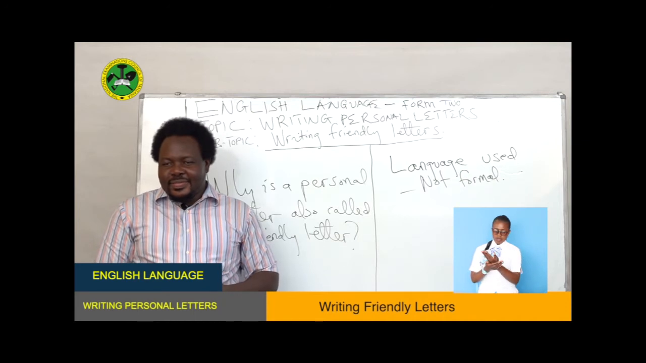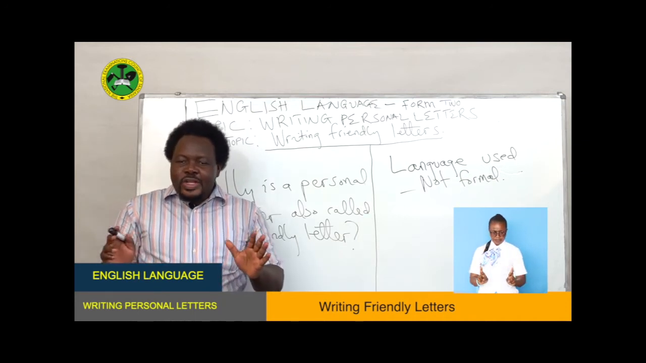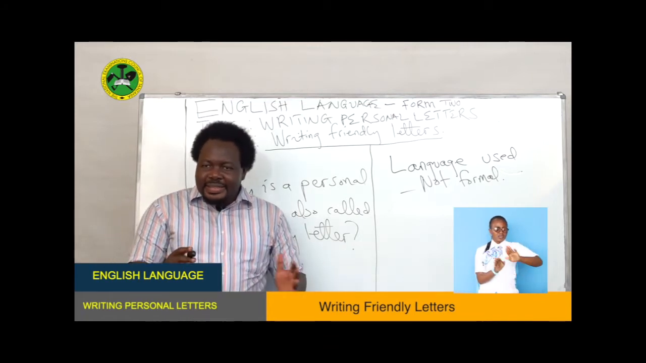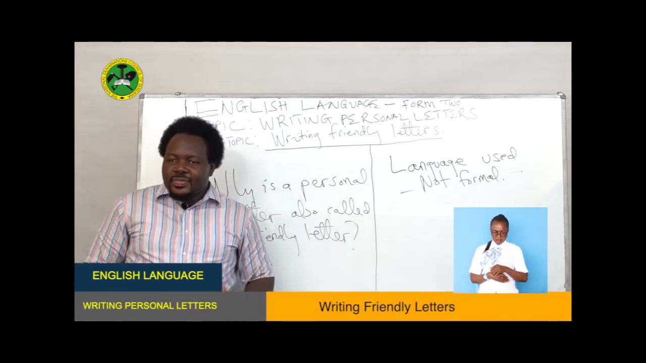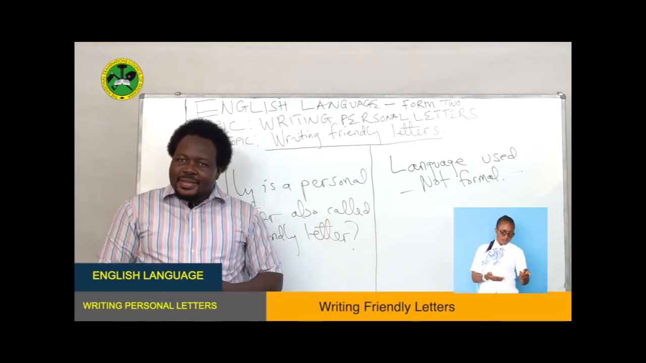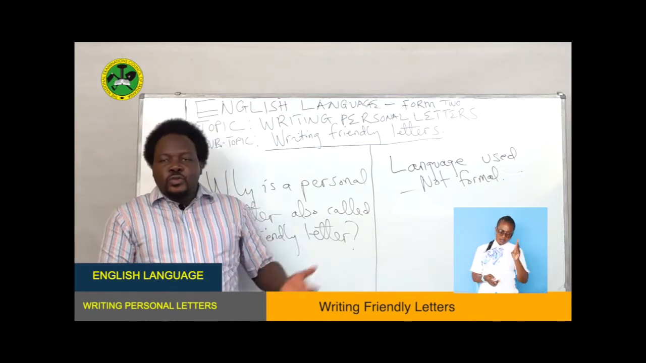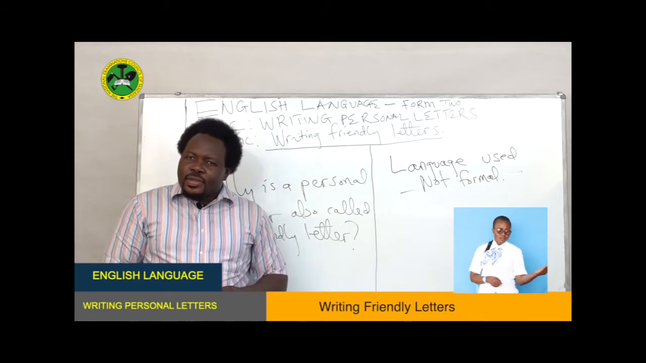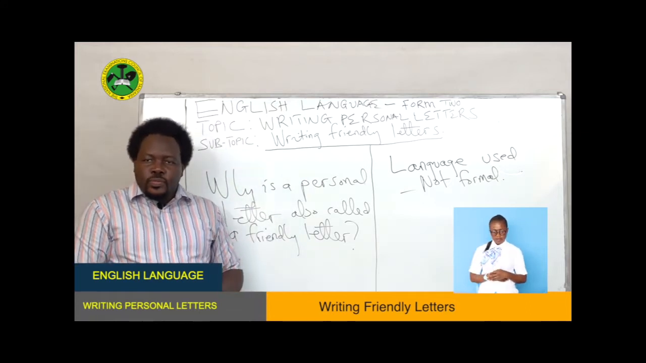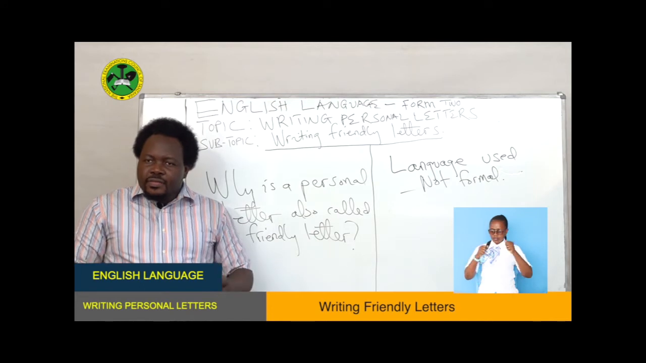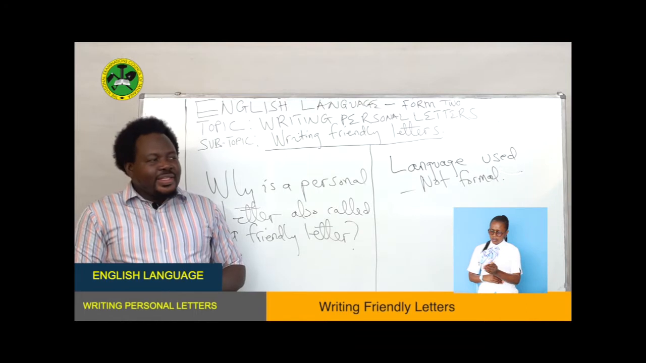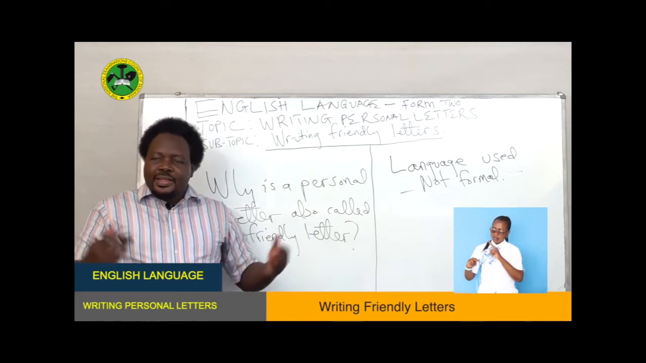So those letters written to the people I have mentioned are informal letters. Informal letters. So when defining, don't get stuck. Informal letters are letters written to either friends, parents, or other relatives. And sometimes you can write even to your classmates, because the friends are not necessarily at home where you live. You might have a friend living in Germany. You might have a friend living in America or Asia.